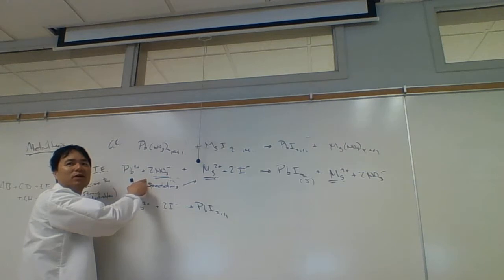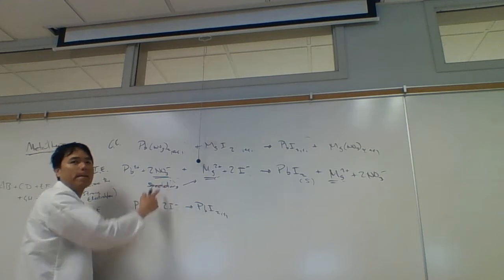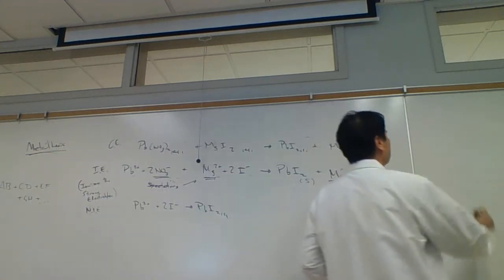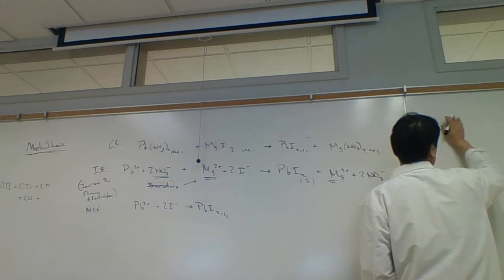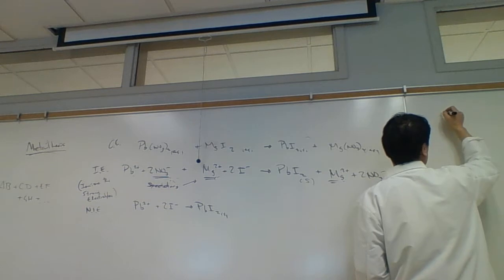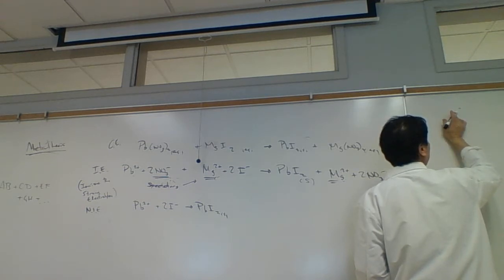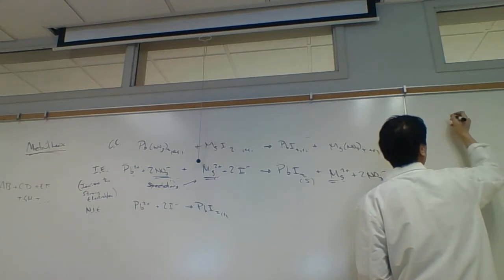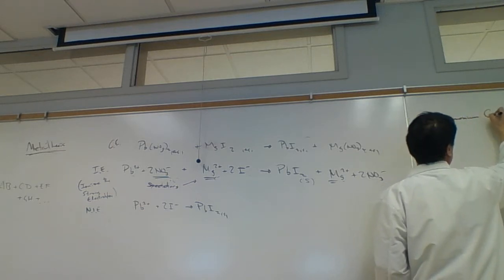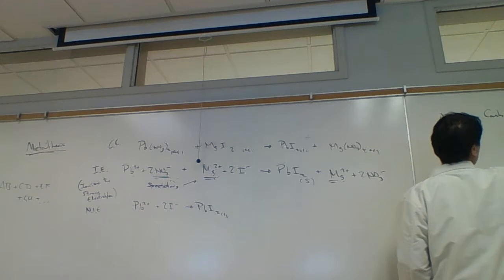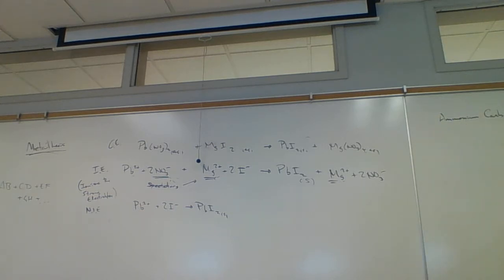What I'm going to do from now on is use this, because I don't want to write AQ all the time. If it's not written, we assume it's aqueous. And so we're going to go with the next one here. The next example is going to be, let's see, ammonium carbonate and HCl, hydrochloric acid solutions, are mixed.